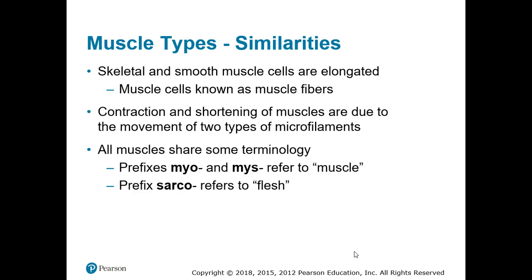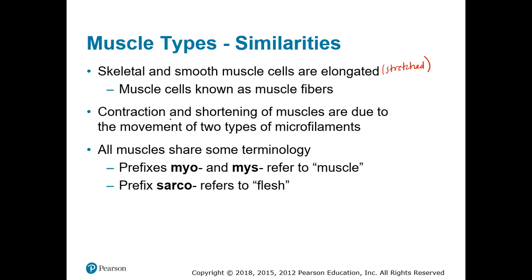Let's first, before we start talking about the differences between them, talk about a few similarities. One thing to note is that skeletal and smooth muscle are both elongated, which in other words means that they are stretched. These muscle cells are often called muscle fibers because they are very long and they're very stringy. So elongated just meaning long.